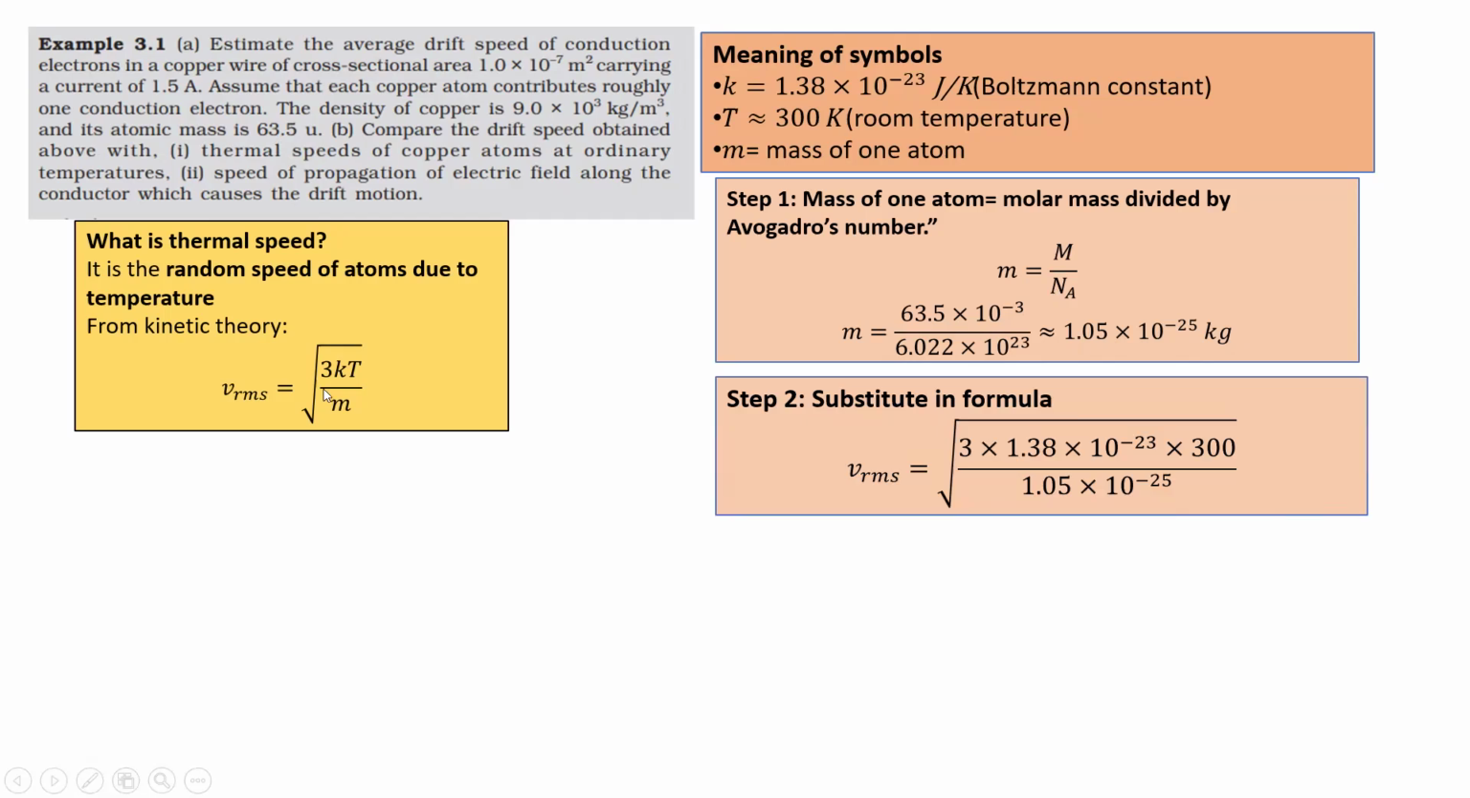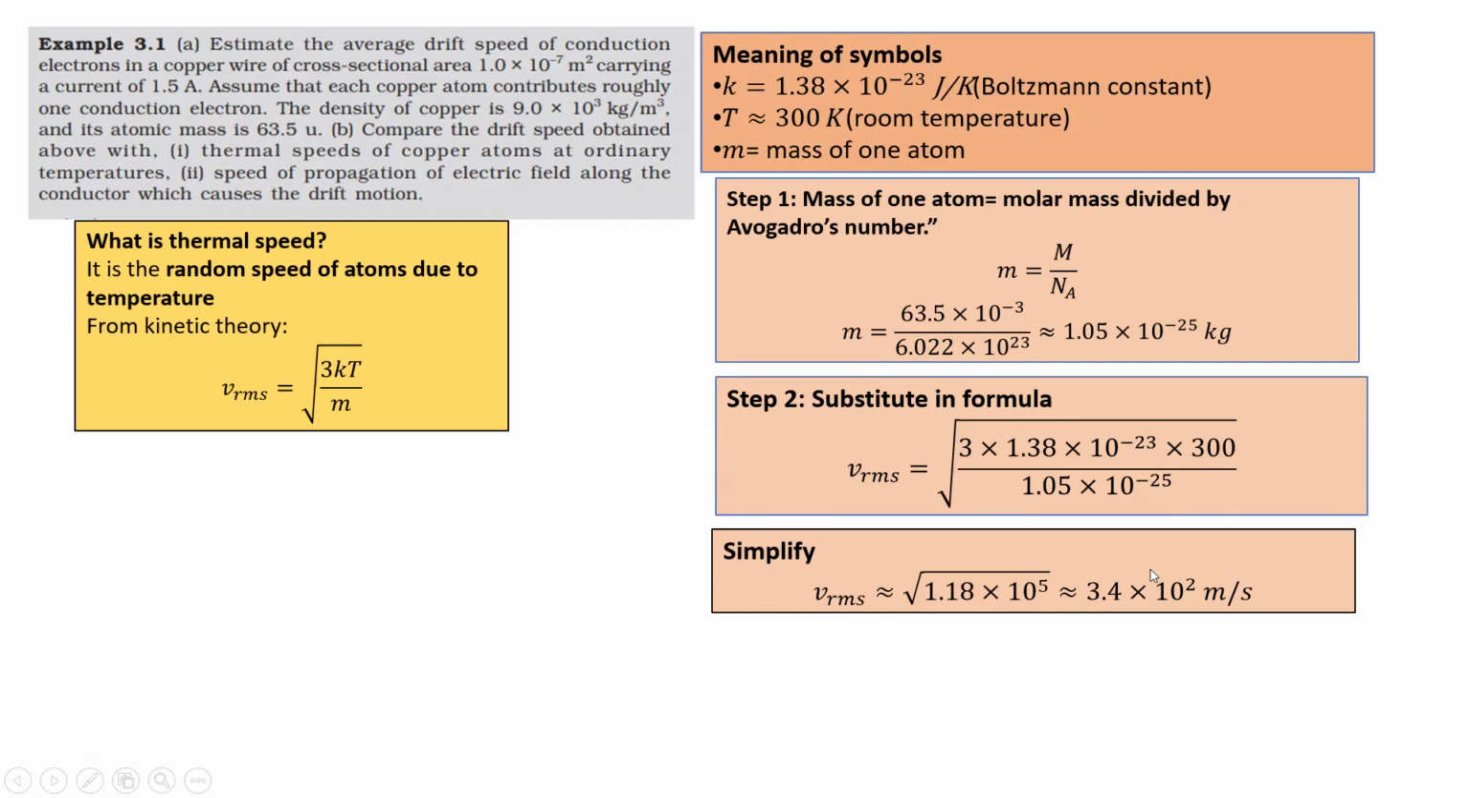Now we'll start substituting. Vrms equal to root of 3, Boltzmann constant value 1.38 into 10 to the power minus 23, room temperature is 300 Kelvin, divided by m, mass of one atom, which is 1.05 into 10 to the power minus 25. So if you simplify, nearly you are getting 1.18 into 10 to the power 5, or nearly 3.4 into 10 to the power 2. That is nearly 340 meter per second. Now we have to compare. V thermal, approximately 10 to the power 2.